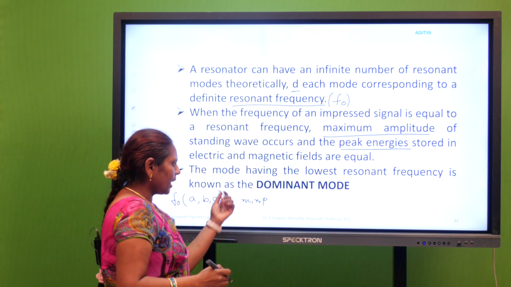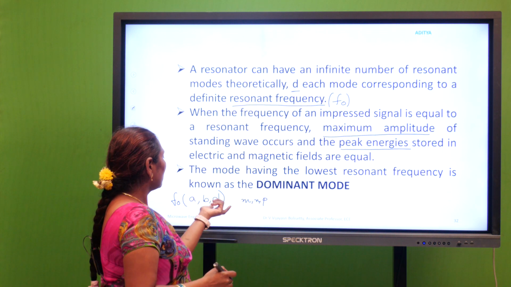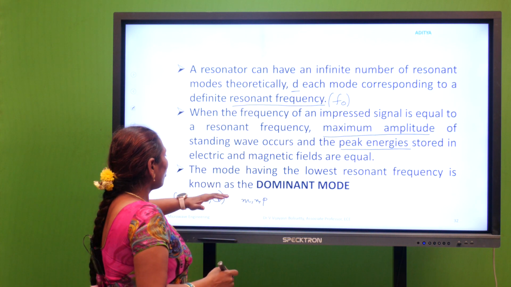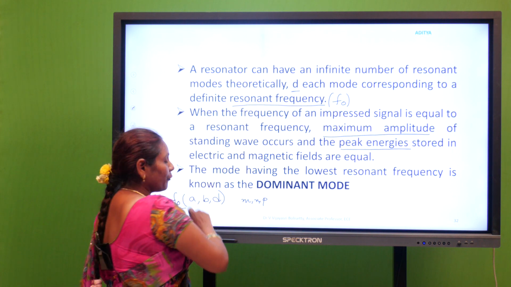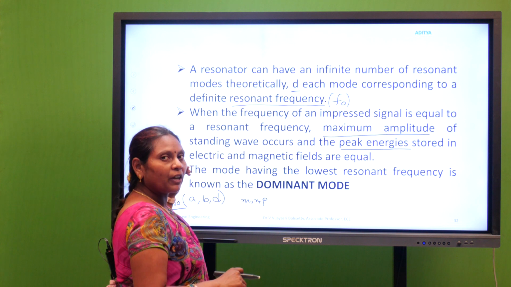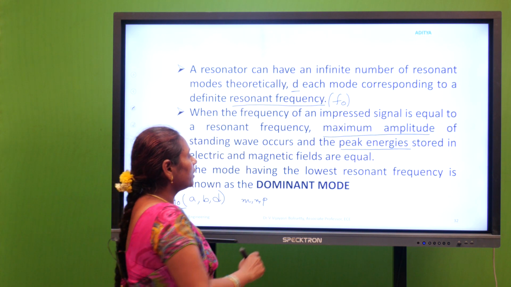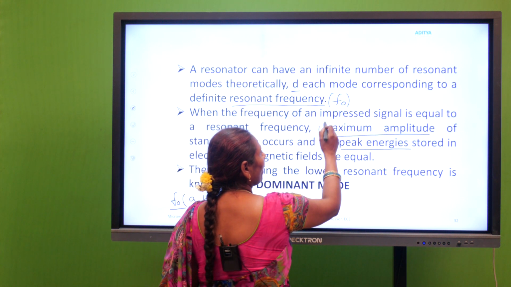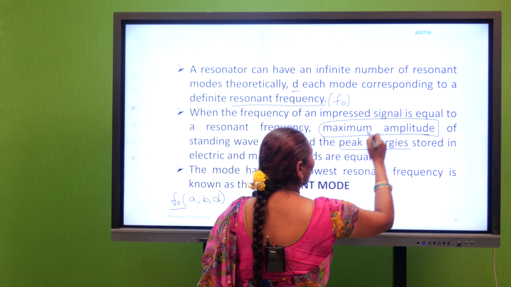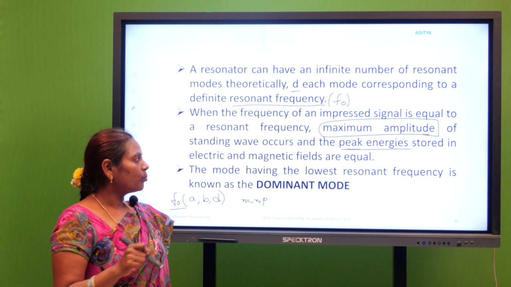Where m, n, p are all integers, it is also a function of m, n and p. All this we are going to find out: what is f naught. If we apply a frequency exactly equal to f naught, then we can produce the maximum amplitude of the standing wave, or we can also say that the peak energies can occur at this moment.